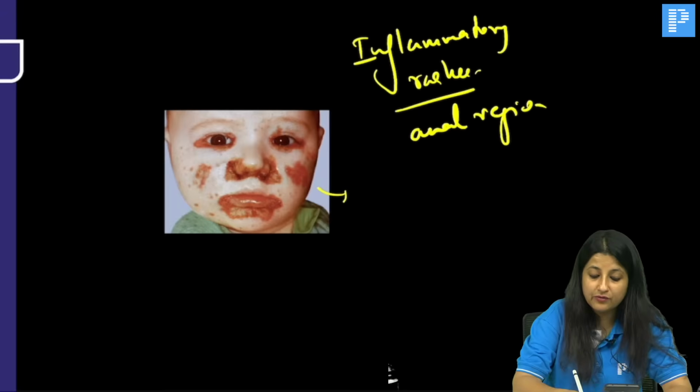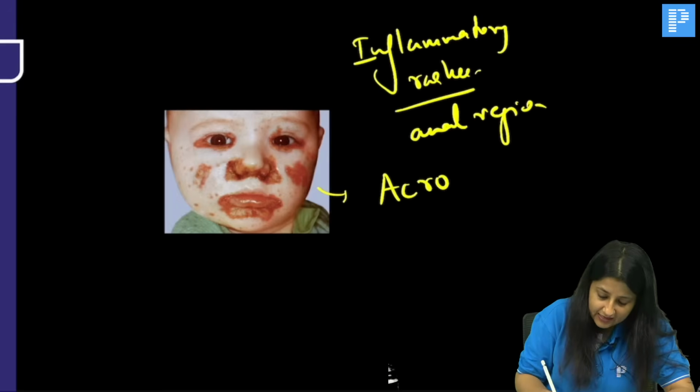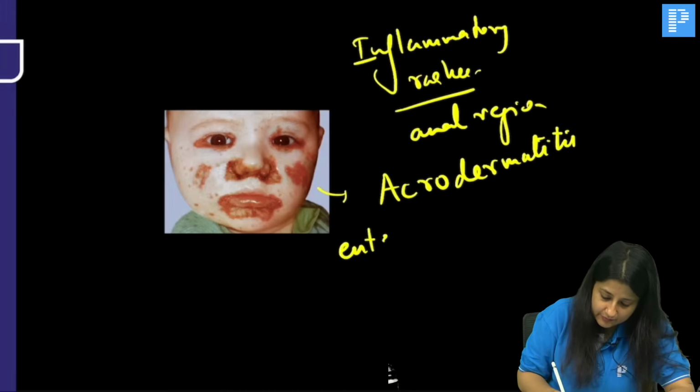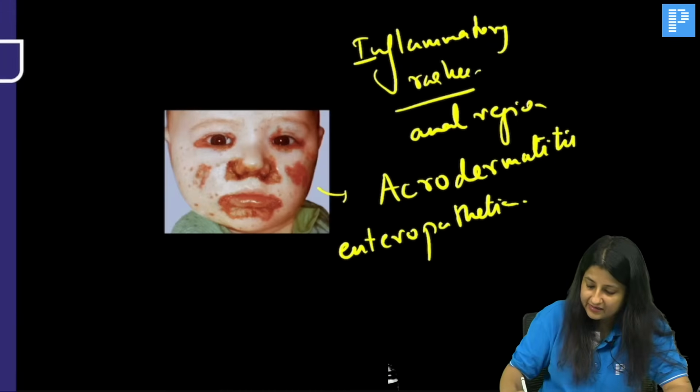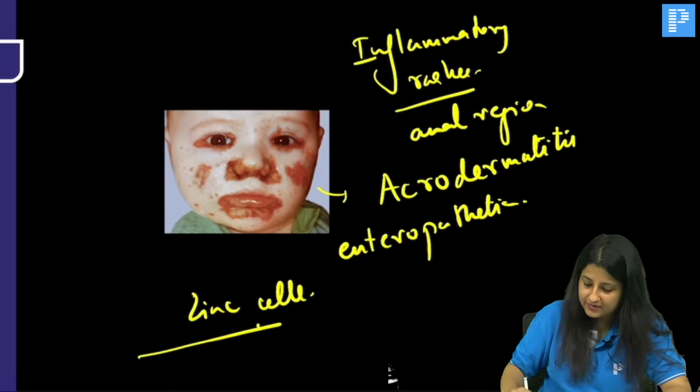What is the name of that? This is acrodermatitis enteropathica. This is actually the inherited defect in the uptake of zinc cells. ठीक है?